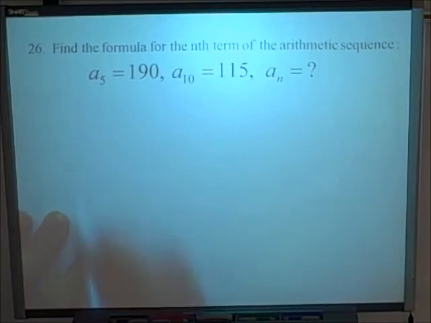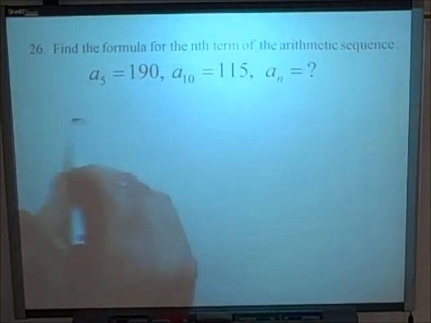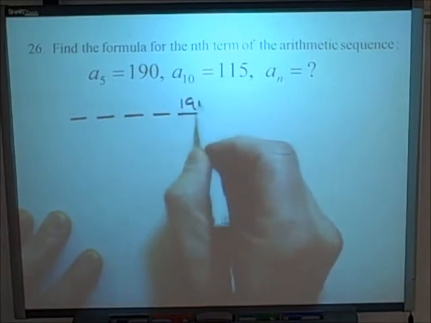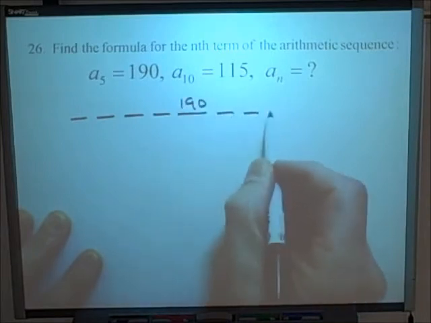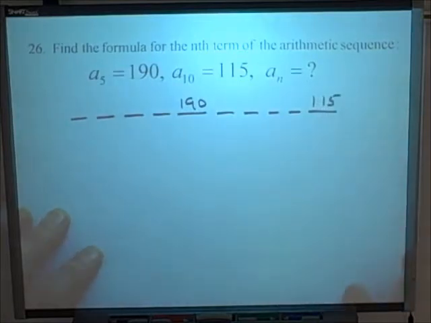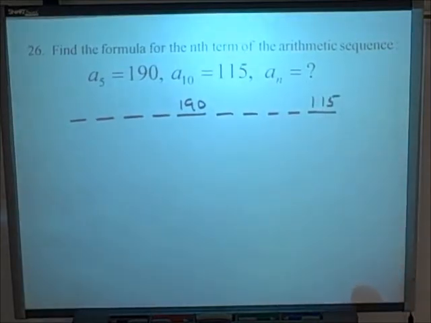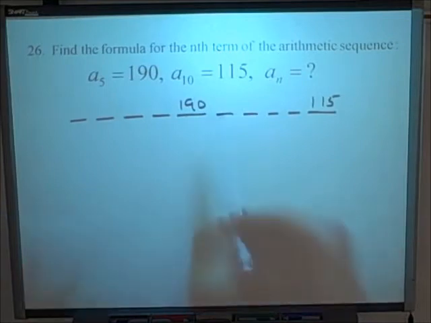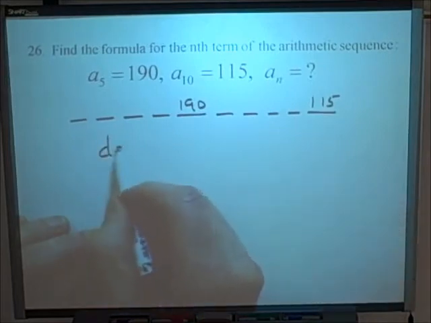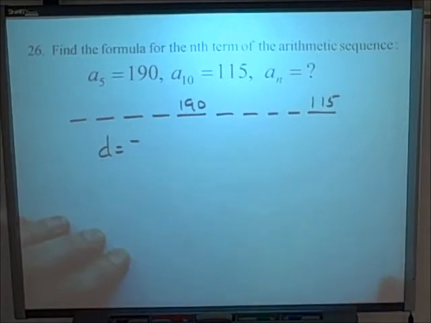Sometimes when we're just starting these problems, just looking at them for the first time, we might want to do something along this line. I've got up to 10 terms, so 1, 2, 3, 4, 5th term, 190, 6, 7, 8, 9, 10th term, 115. With that, I believe we can find the common difference. I'm going from 190 down to 115, so my difference is definitely negative.